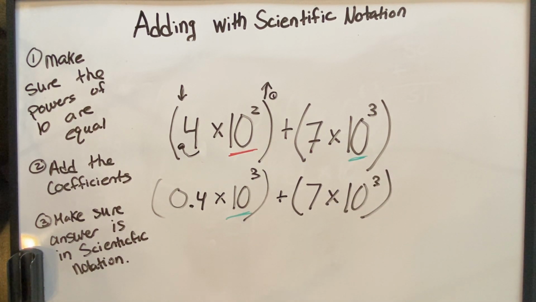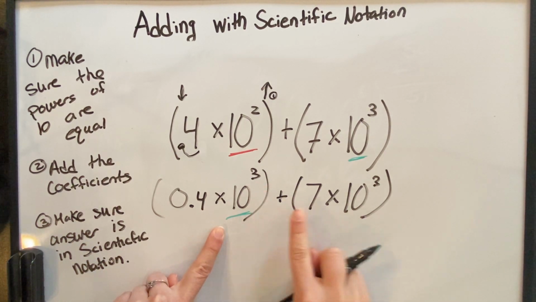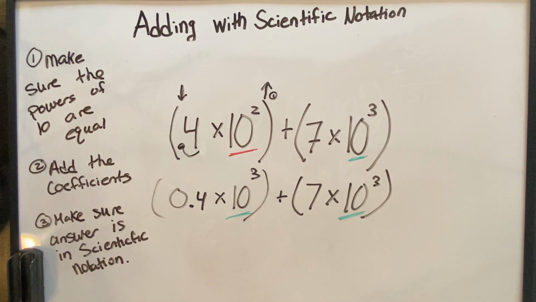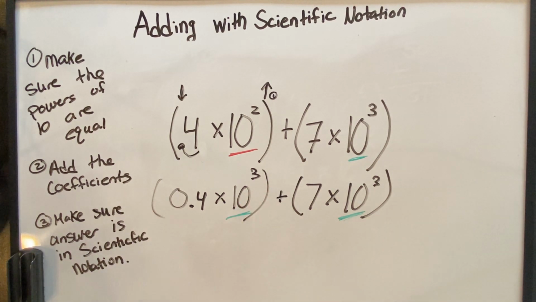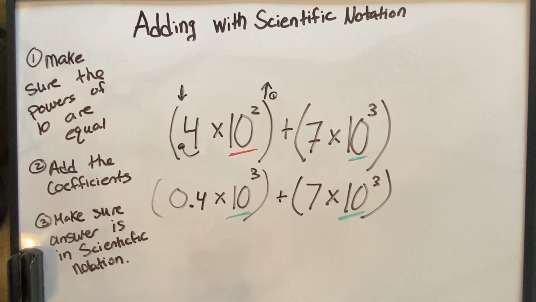All right, let's see if I did this correct. So I have 0.4 times 10 raised to the 3rd power plus 7 times 10 raised to the 3rd power. Are my powers of 10 equal? Yep, we're both working with 10 raised to the 3rd power. Next step, add the coefficients. So I have a coefficient of 0.4 here. I have a coefficient of 7 there.